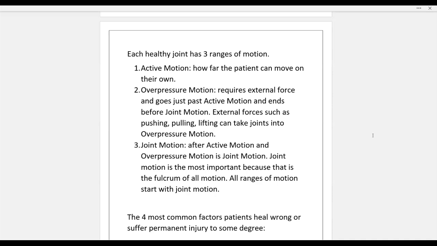An external force is not just a therapist doing therapy, because that's therapy. It's when patients do things, and this is real common, when they push something, pull something, or lift something. All of these can take that patient into the overpressure range of motion. That's why sometimes you can have no pain at all, and then you lift something and it hurts. We're going to go into why, and you've got to be able to explain that.